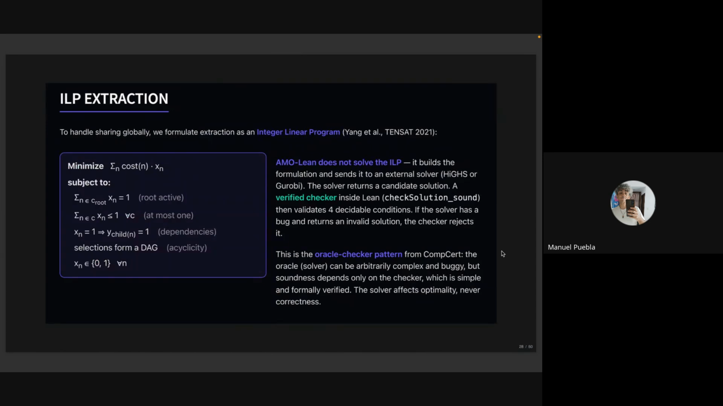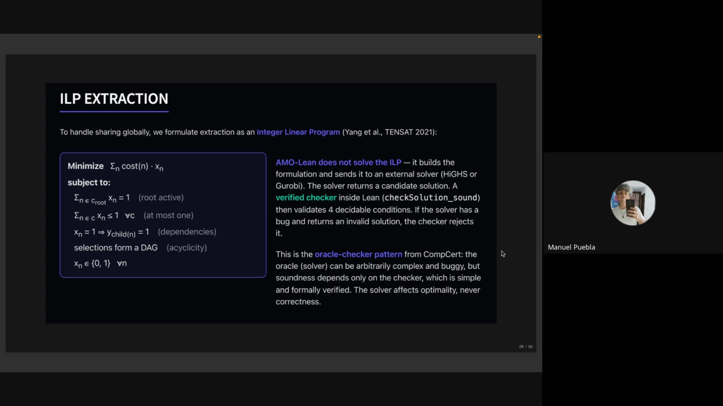Then we have an idea of rewriting the extraction process as an integer linear programming problem. So we have to minimize a big sum where now we have a variable x_n that tells us whether the node n is actually active or not. These sorts of problems have a long, long history in mathematics. They've been studied thoroughly for, I don't know, maybe 5 or 6 decades now, or maybe more.